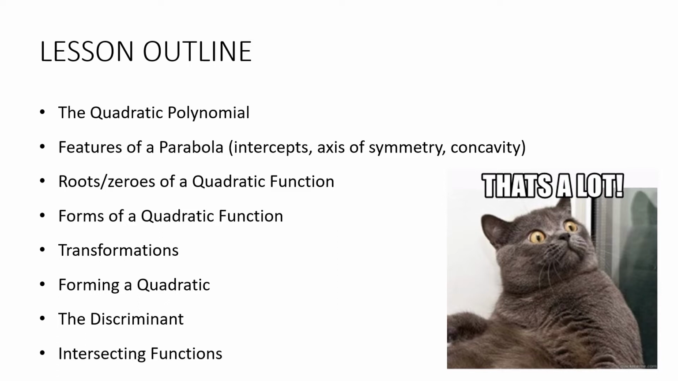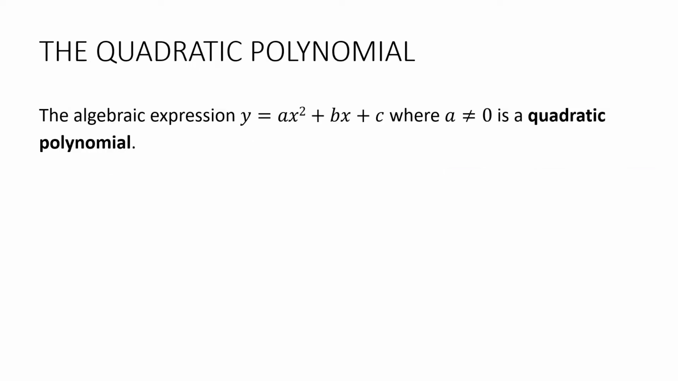We're going to start by looking at the quadratic polynomial, the features of a parabola, the roots or zeros of a quadratic function, and the forms of a quadratic function. Then we'll look briefly at transformations, how to form a quadratic, the discriminant, and finish off with intersecting functions. Let's start with some definitions.